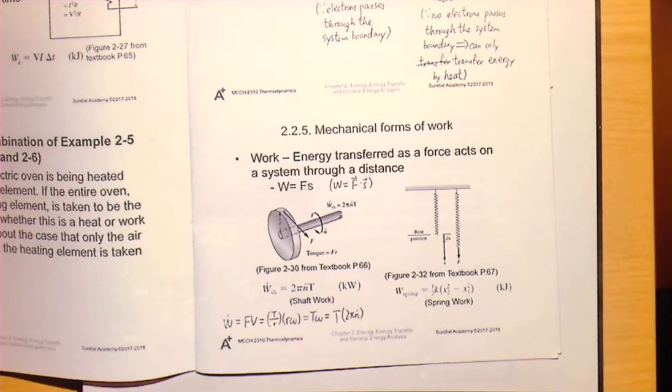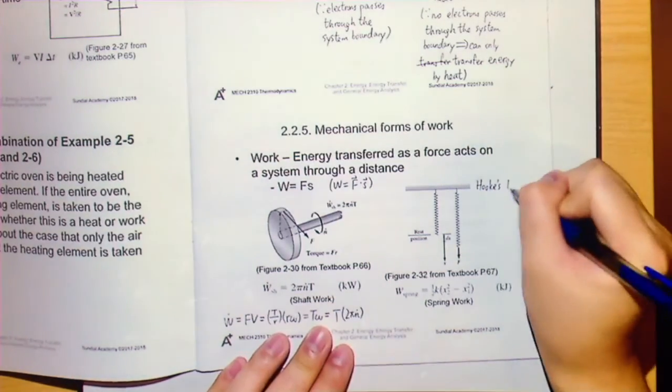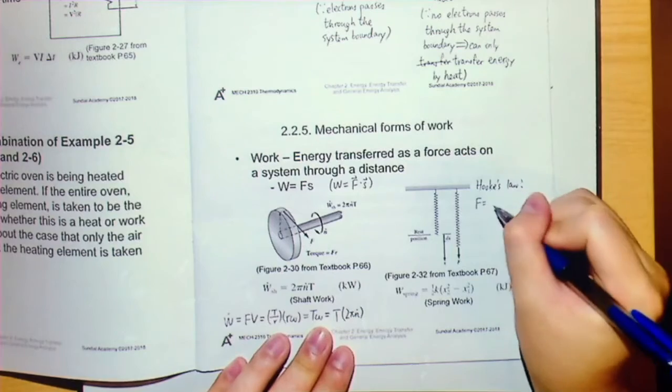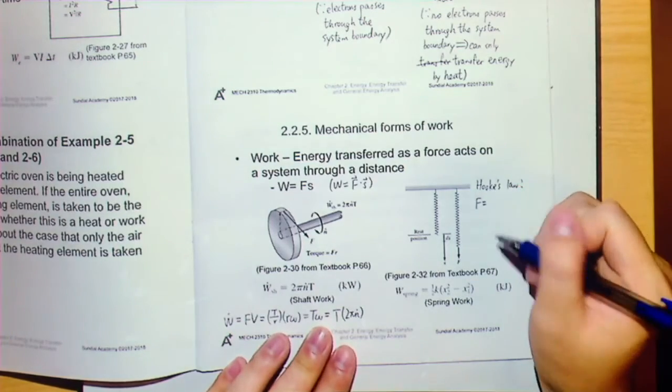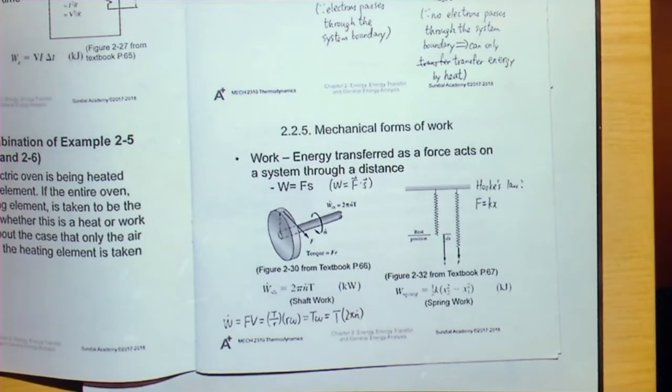Another one is the spring work. That's the work done on the spring when a force is applied to compress or extend the spring. By Hooke's law, the force F exerted on a linear elastic spring is given by F equal to Kx. Originally it should be negative Kx, with a minus sign, but here we are just concerned about the magnitude, so I neglect that and it will be K times x.